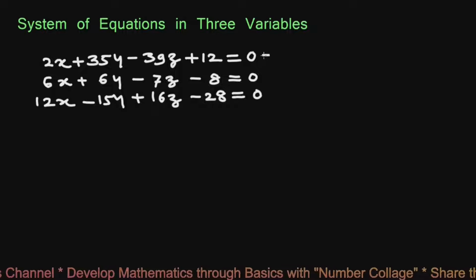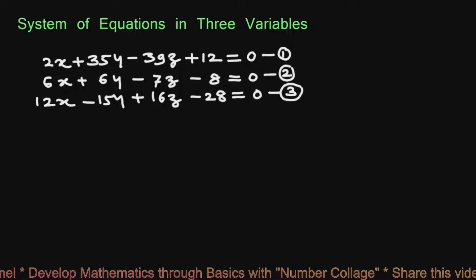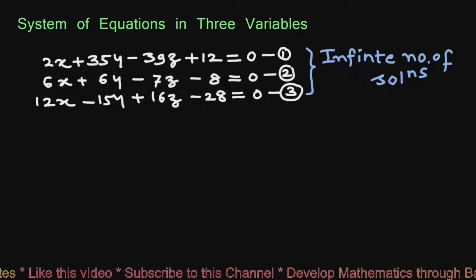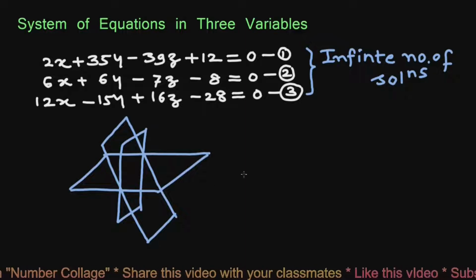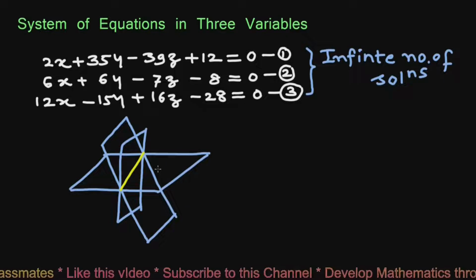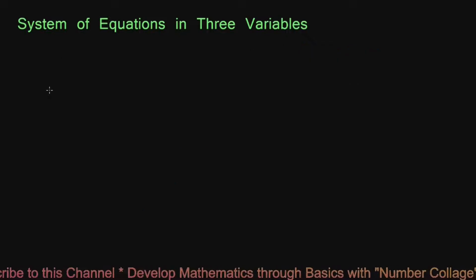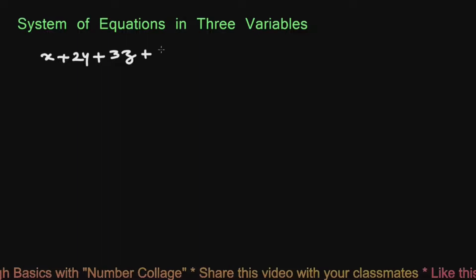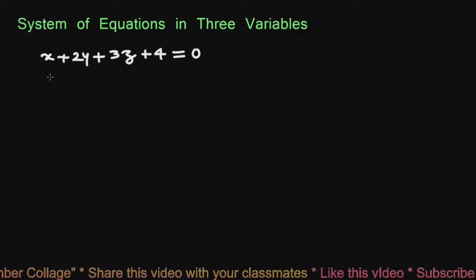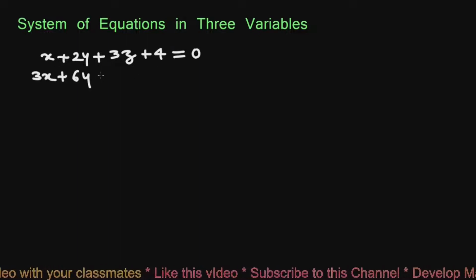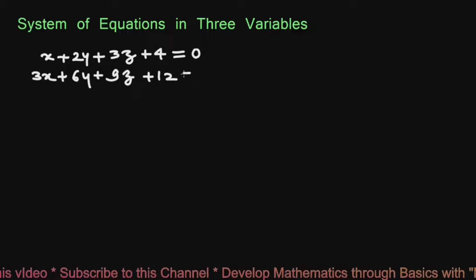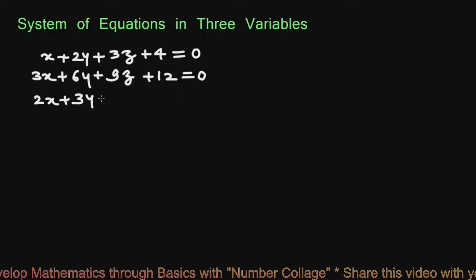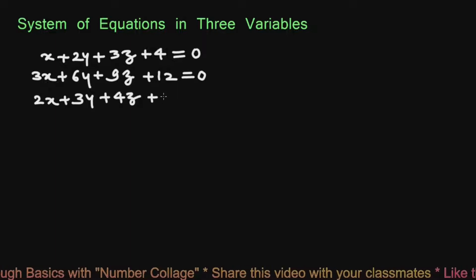We can find that these three equations have infinite number of solutions, and geometrically this means these three planes intersect in a line. Consider these three equations: x plus 2y plus 3z plus 4 equals 0, 3x plus 6y plus 9z plus 12 equals 0, and 2x plus 3y plus 4z plus 5 equals 0.